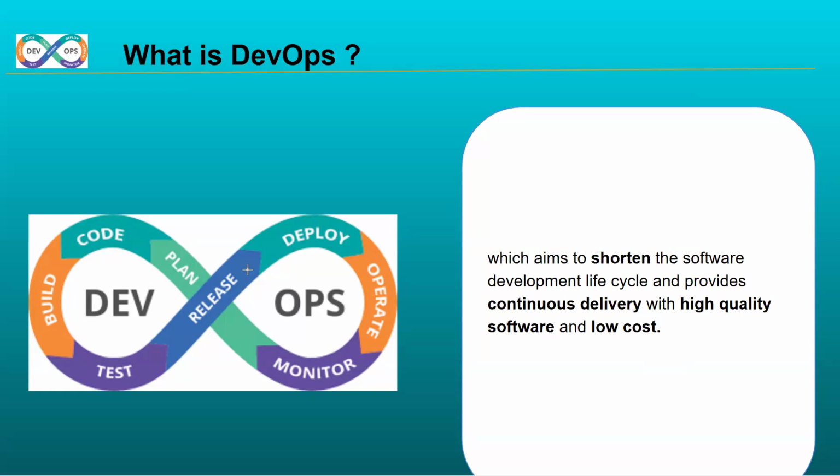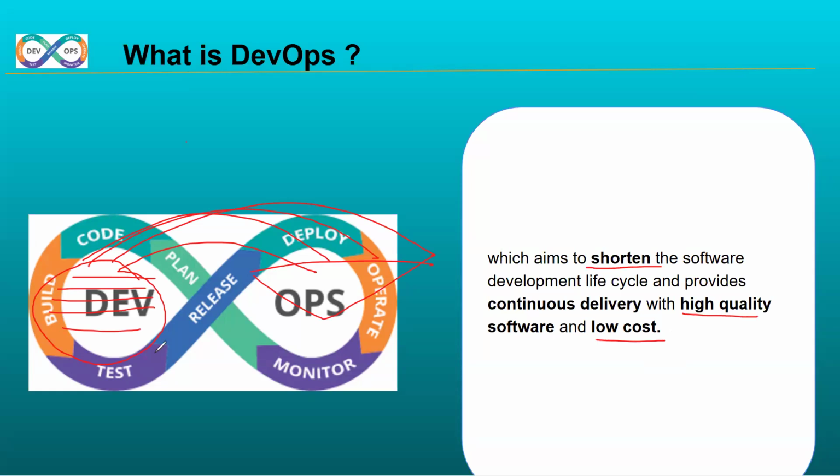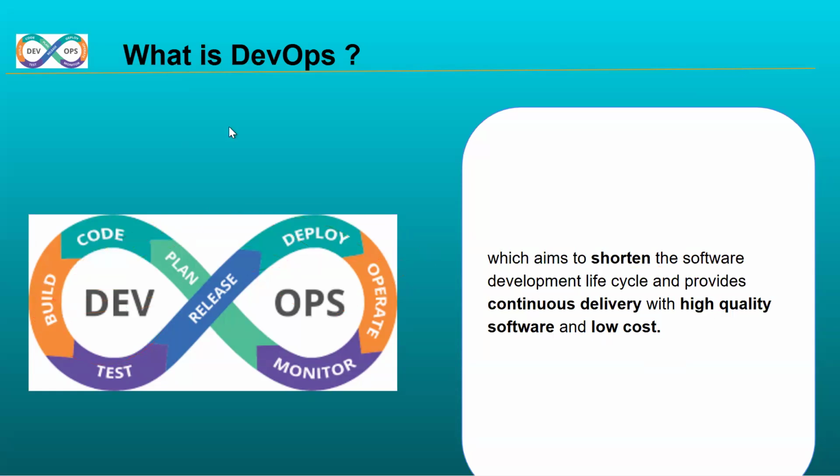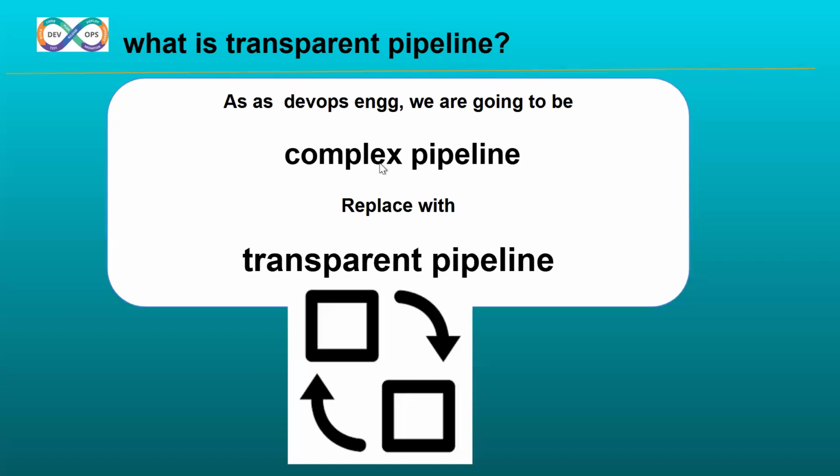For example, let's say the developers keep writing lines of code. From these lines of code, we make working software by executing test cases, and we deliver it into the production environment within the shortest time, with high quality and low cost. That is exactly our DevOps transparent pipeline. But actually, as a DevOps engineer, we are going to replace the complex pipeline with what? A transparent pipeline.